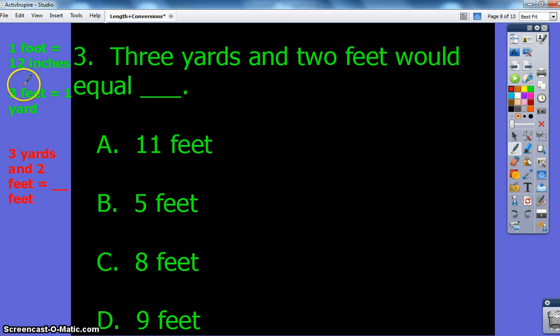We know, looking at our star chart, that 3 feet equals 1 yard. So we have 3 yards, and you're simply going to multiply 3 feet times 3. So 3 times 3 equals 9 feet. But then you have to add these other 2 feet on. So 9 plus 2 equals 11 feet. So A is your correct answer.